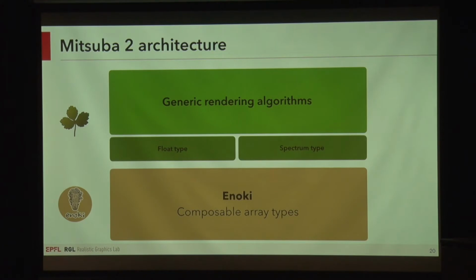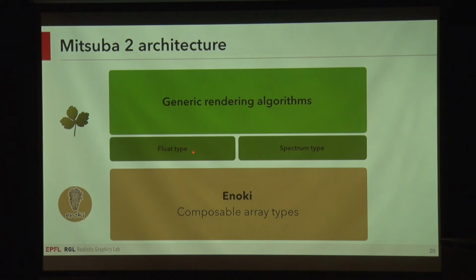So how does it work? Our system is split into two parts. One is Mitsuba, the renderer, and another one is a library called Enoki. The top part is responsible for light transport, and the bottom part is responsible for the computation, the actual arithmetic. The whole rendering system is implemented in a way that is generic.